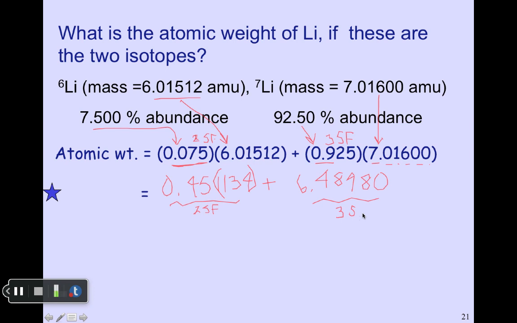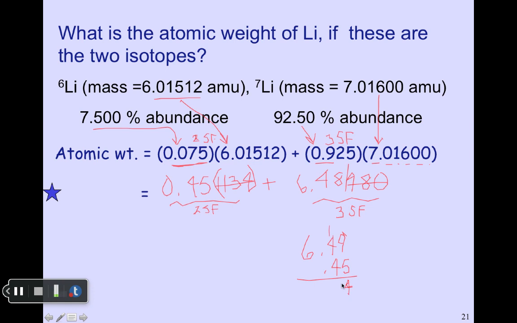And when we do that, what should we do? We're going to drop it off after the third digit, which means we need to round up. So instead of saying 6.4890, we'll just say 6.49, dropping off those last digits there, and dropping off the last digits here. We'll add those two values together. You could get out your calculator, but you might be able to handle this one, and add them together to come up with an average atomic mass of the lithium sample from these two isotopes.